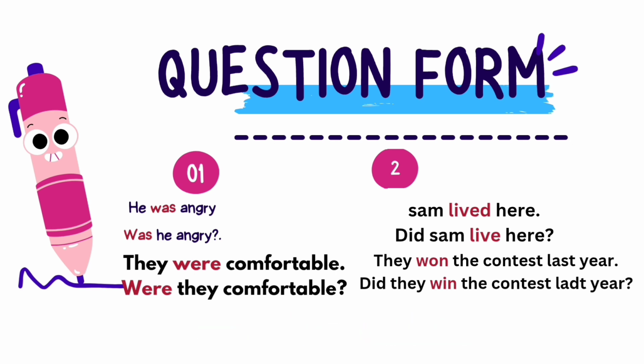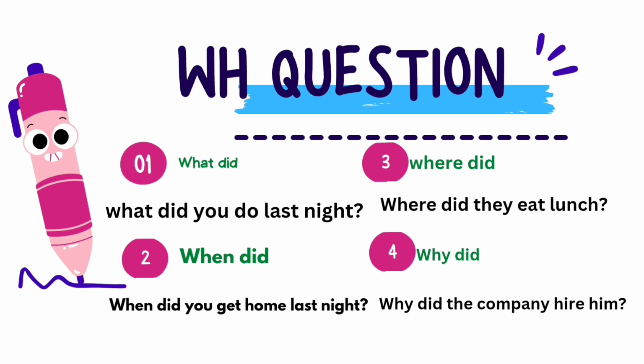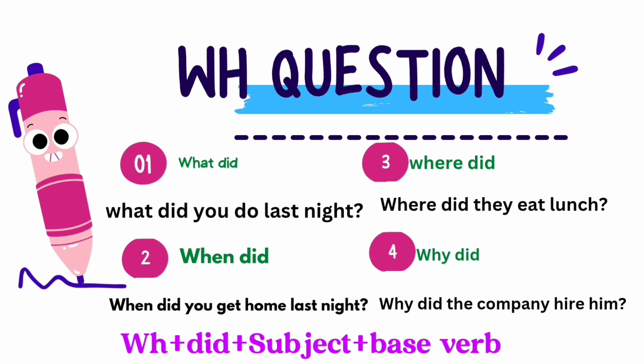Let's move on. Now, I'll introduce how to create and answer WH questions in the past simple tense. Take a look at the board. We have some WH words here. What, when, where, and why. You'll notice that after each WH word comes the word did. What did? When did? Where did? And why did? What comes after that? The subject, and then the base form of the verb.